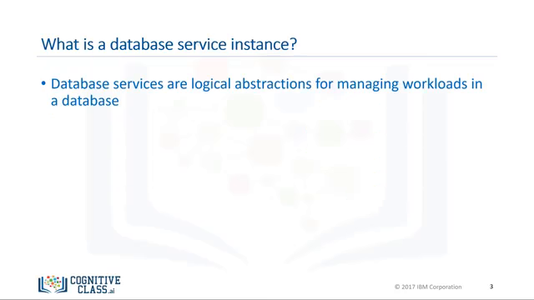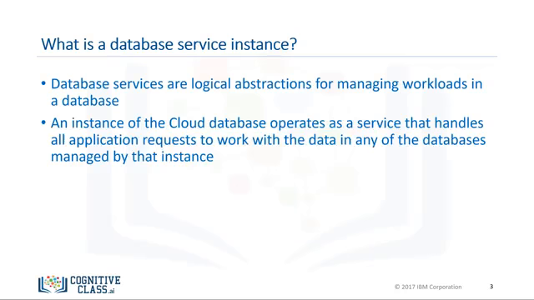Database services are logical abstractions for managing workloads in a database. Each service represents a workload with common attributes, service level thresholds, and priorities. The grouping is based on attributes of work that might include the application function to be used, the priority of execution for the application function, the job class to be managed, or the data range used in the application function or job class. An instance of the cloud database operates as a service that handles all application requests to work with the data in any of the databases managed by that instance.